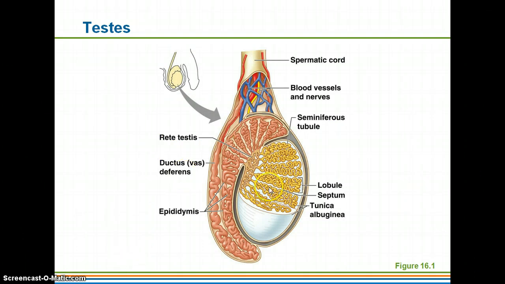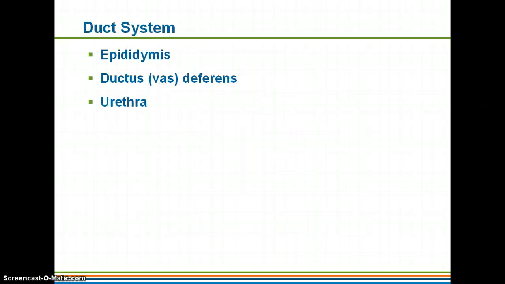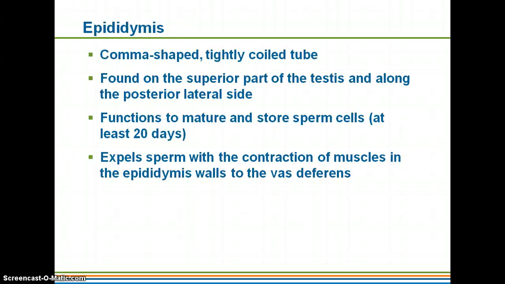So here we have the seminiferous tubules inside each lobule, and we'll empty the sperm into the rete testes before it will travel into the epididymis. And then the epididymis is going to be where the sperm are actually going to complete their maturation. So our duct system is the epididymis, the vas deferens, and the urethra. The epididymis is comma-shaped, also a tightly coiled tube, kind of like the seminiferous tubules. It's found on the superior part of the testis along the posterior lateral side. And like I said, this is where the sperm are going to mature.